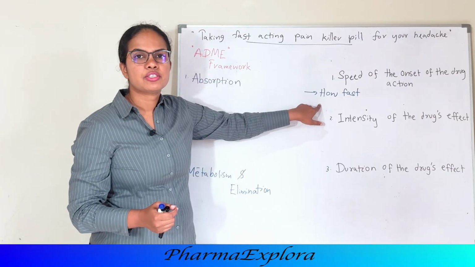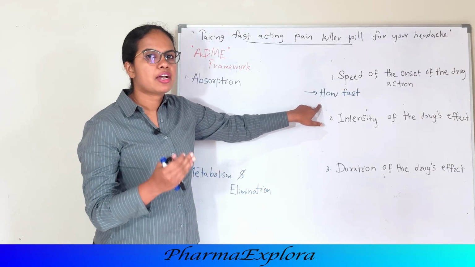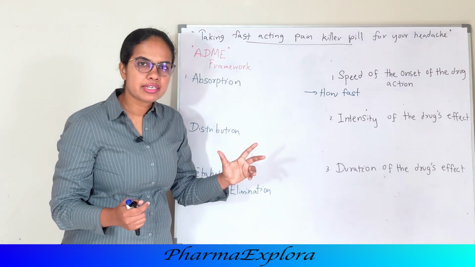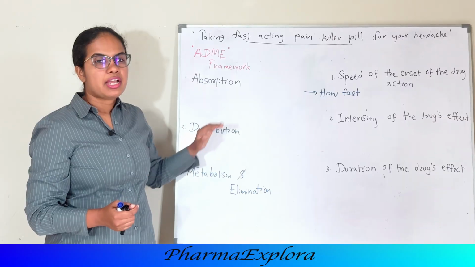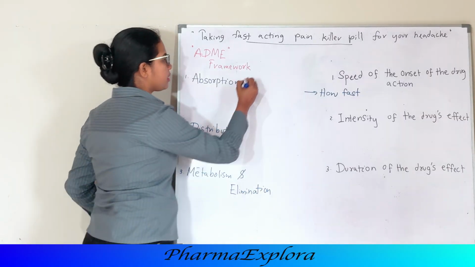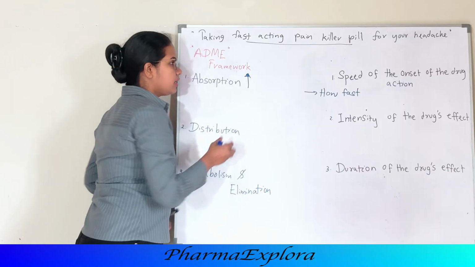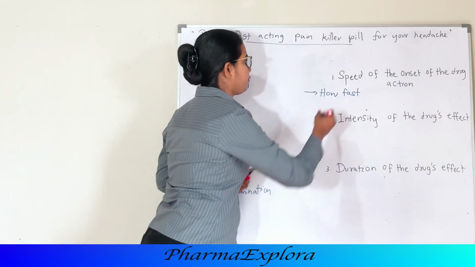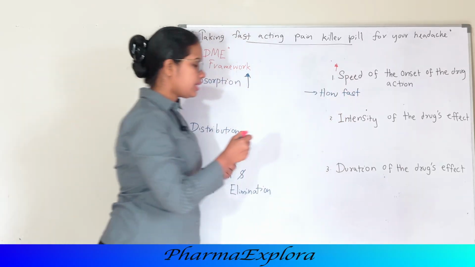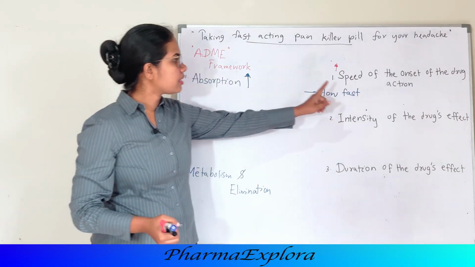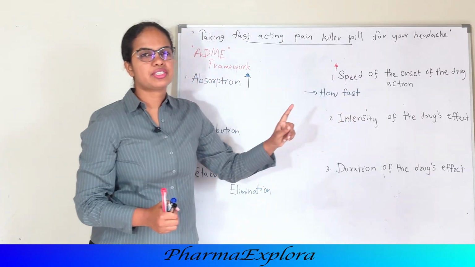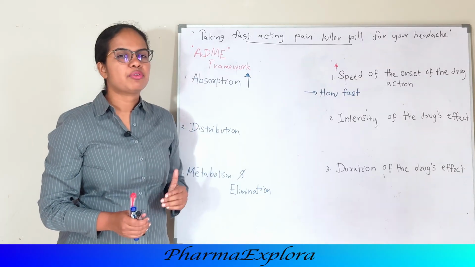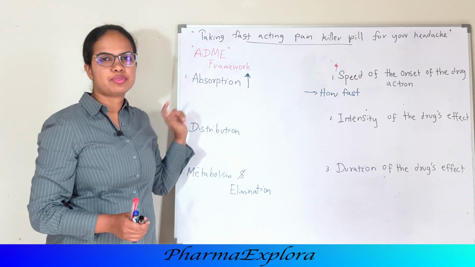So you can now see absorption is the primary parameter that is going to determine how fast the medicine starts to work. Speed of the onset of the drug action is primarily determined by absorption. If the absorption is high, the speed of the onset of the drug action is going to be high. So that is how our first outcome, speed of the onset of the drug action, is determined by the very first pharmacokinetic parameter, absorption.